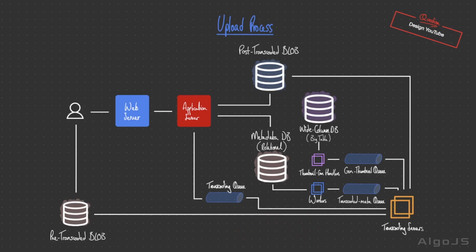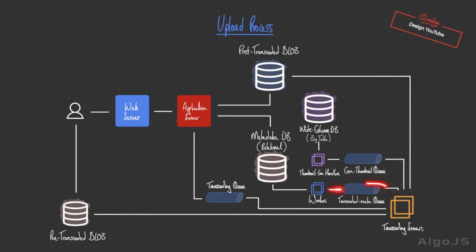So how are we going to achieve this? Well, the transcoding server, as you can already see, can push the new data within a different blob store called post-transcoded blob. Right, so here's where we're going to store the transcoded video files. Then, to keep the system decoupled, we can send a message to another queue. Let's call it transcoded meta queue.